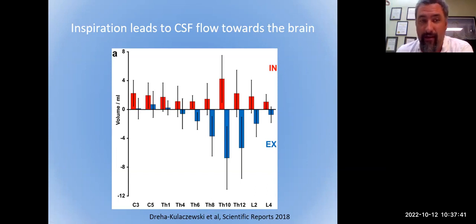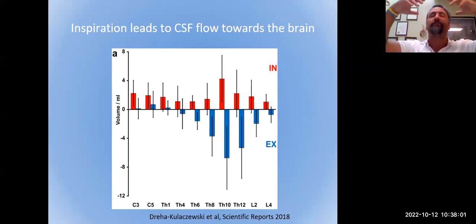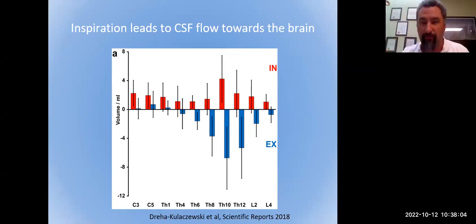Take a deep inhale. This is a study that actually looked at all levels of the spine, from cervical vertebrae 3 all the way down to lumbar vertebrae 4. You can see that at any level, when you inspire, you're drawing the cerebrospinal fluid up towards your brain. When you expire, from about T6 or T4 onwards, you're actually pushing the cerebrospinal fluid down.